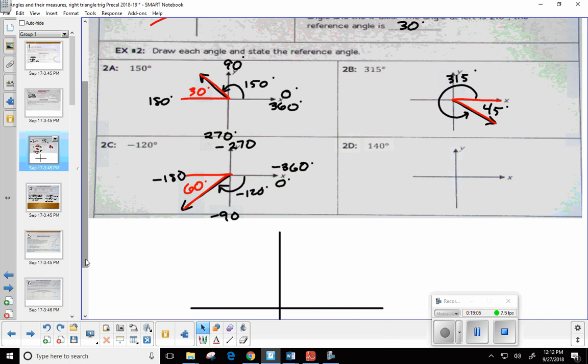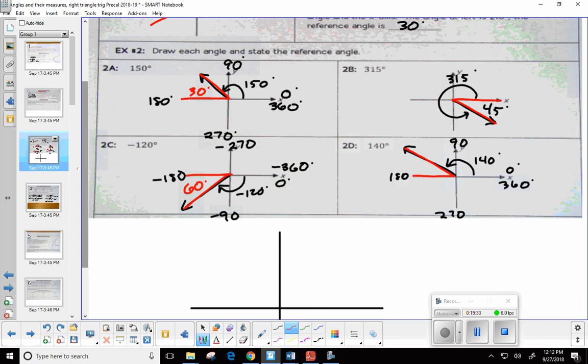Okay, let's try this last one. 140 degrees. Adolfo, what quadrant would it be in? 1, 2, 3, or 4? 2. Okay. Because again, we have 90, we got 180, we got 270, and then 360 all the way around. So let's say 140 looks like this. 140 degrees. Okay, so the reference angle is created using the terminal side and the closest x-axis. So how much further do I have to go from 140 to get to 180? 40, that's it. That's what a reference angle is.